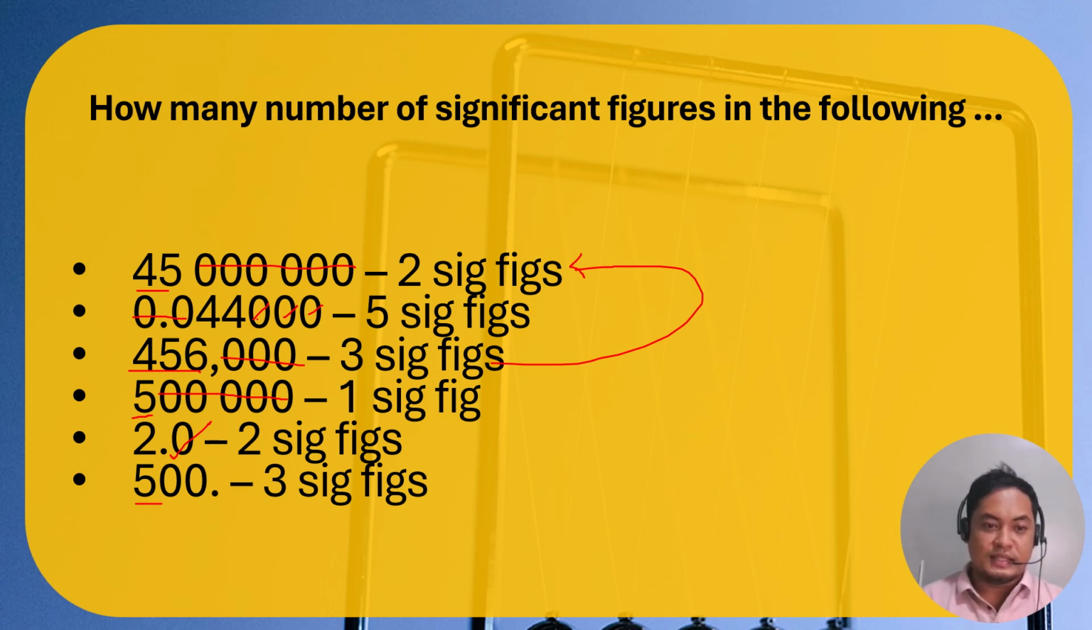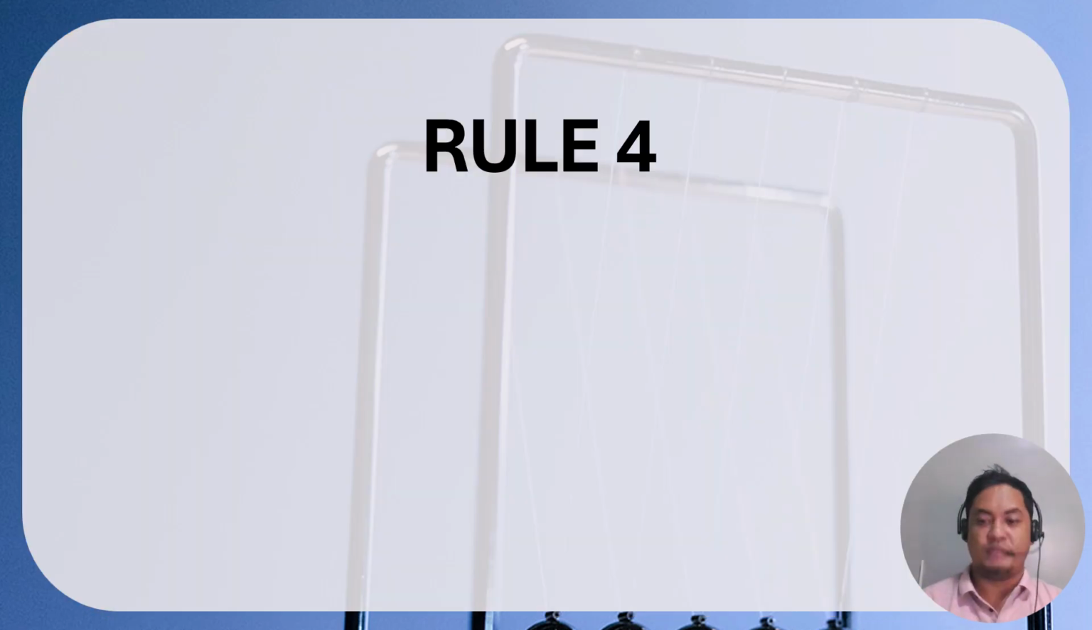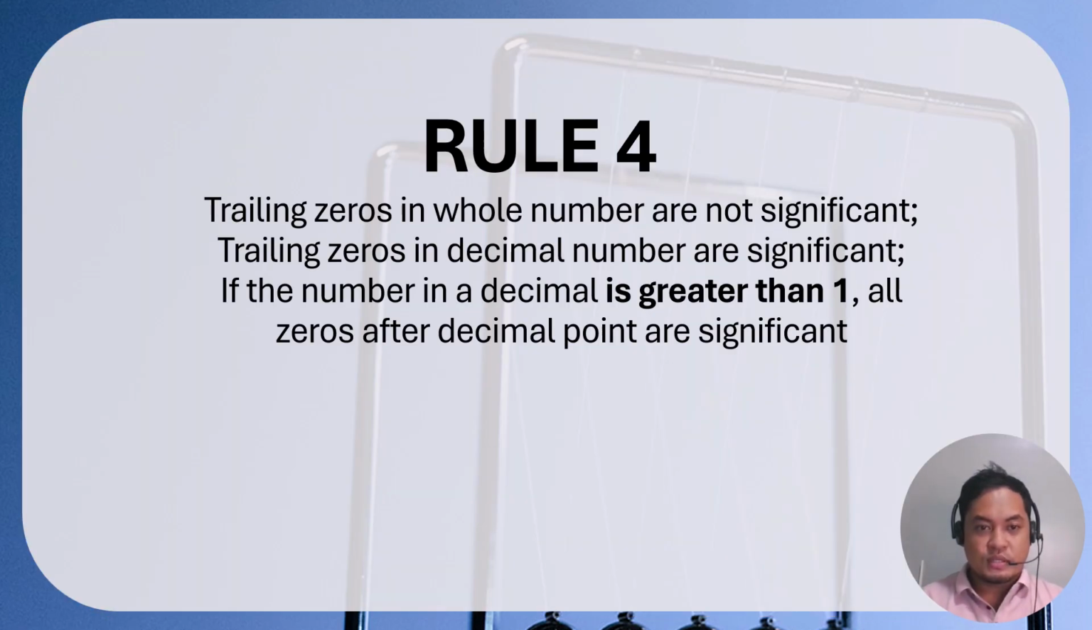Here, it's still a decimal number because we have a decimal point, although we never see any number after the decimal point, but still, zeros here are significant. So what's the rule behind? Okay, let's reveal. Trailing zeros, when we say trailing zeros, these are zeros after the non-zero digit. For example, we have 5 million. So the zeros after 5, we call trailing zeros.